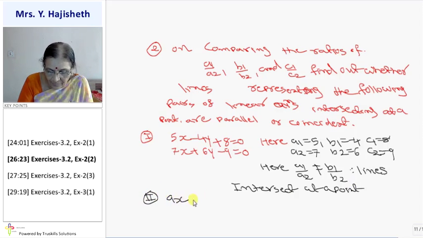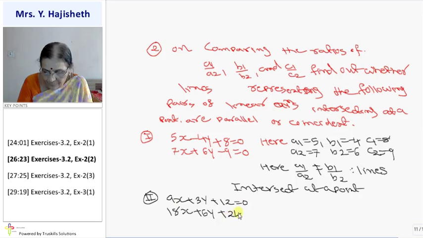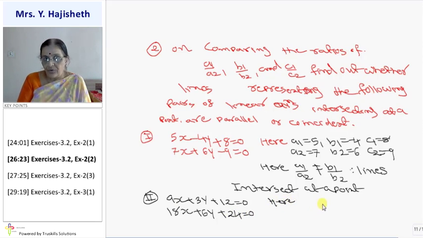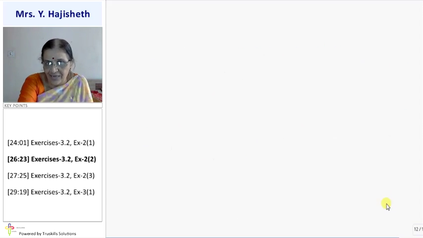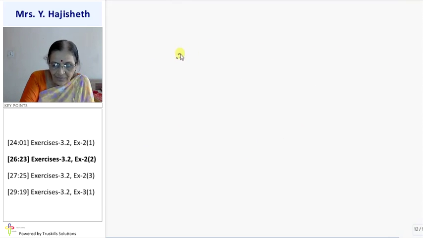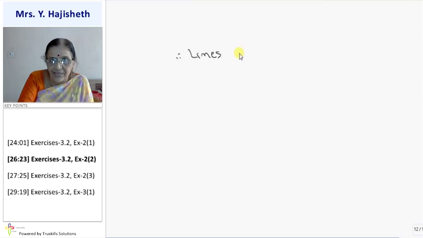The sum is given as 9x plus 3y plus 12 is 0 and 18x plus 6y plus 24 is 0. Here if you take A1 by A2, A1 by A2 is 9 by 18. B1 by B2 is 3 by 6, that is also 1 half, and C1 by C2 is 12 by 24, that is also 1 by 2. So here you see A1 by A2 is equal to B1 by B2 is equal to C1 by C2. Therefore, what can you say? From the condition you can say the lines are coincident.